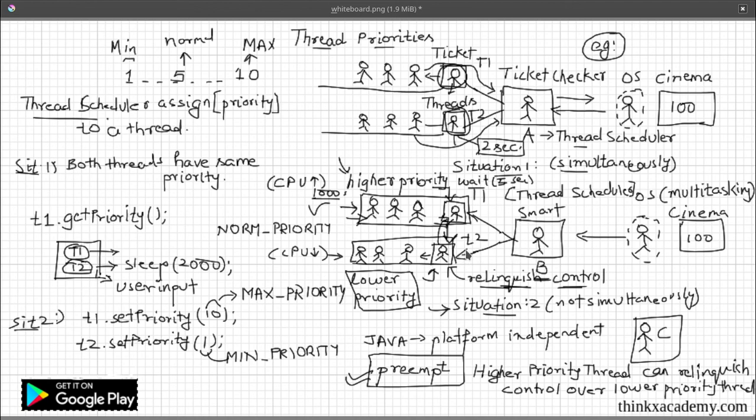So this is actually a good multi-threaded programming strategy: you assign a higher priority thread and a lower priority thread, and at the same time you create code which will wait for some time if you're assigning a higher priority thread. You can even do this by taking some user input, and at that time the control will go to the lower priority thread. So these are very important concepts related to multi-threaded programming.